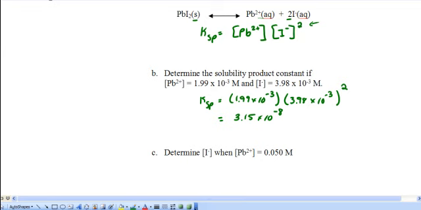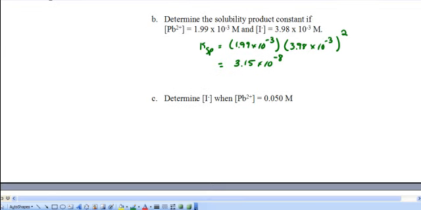Finally, part C. Determine the iodide concentration when the lead is 0.050 molar. You have KSP, which is going to equal your lead, 2 plus, times your iodide, which is squared. Plug in what you know. You have 3.15 times 10 to the negative 8, equaling 0.050 times the iodide squared.